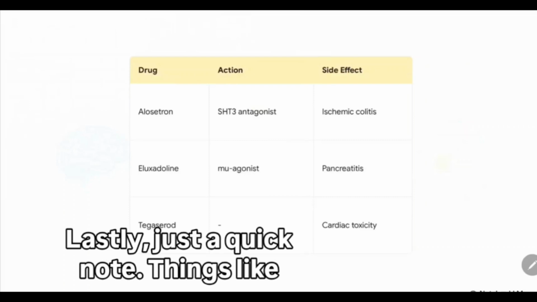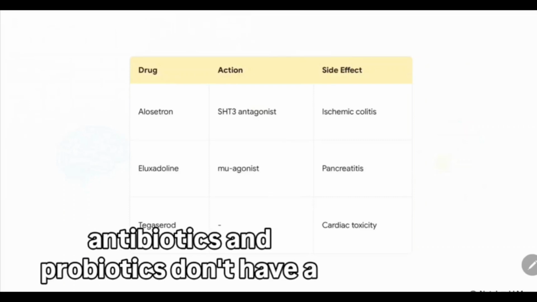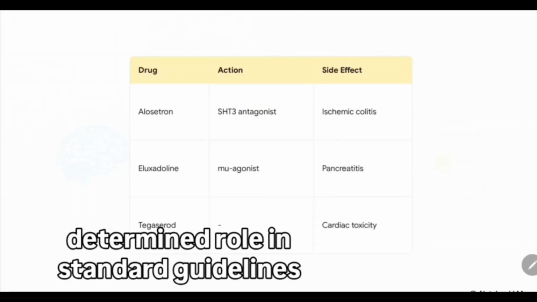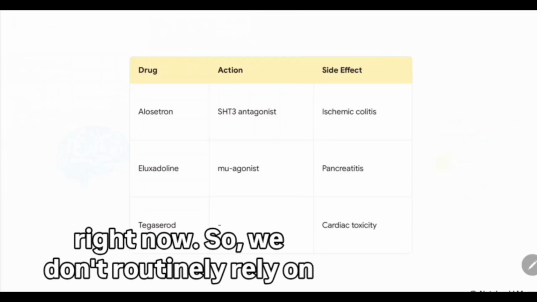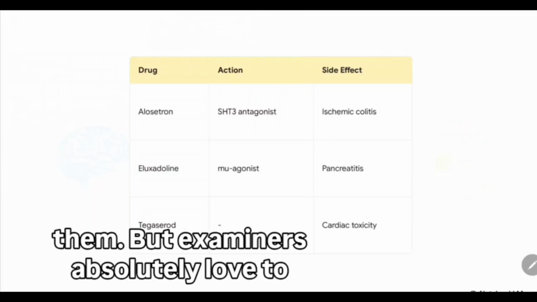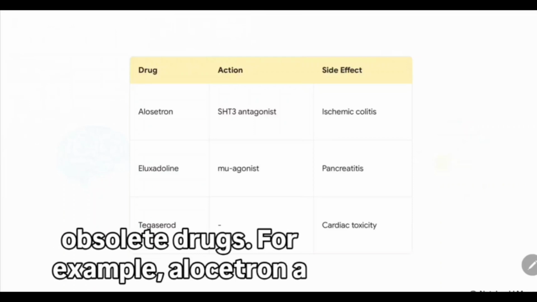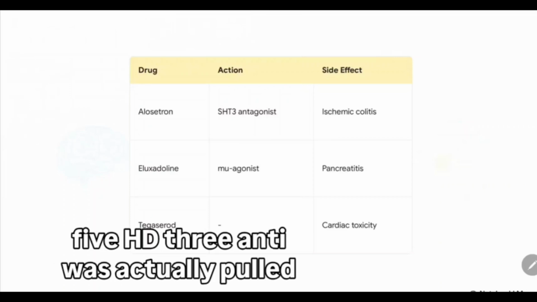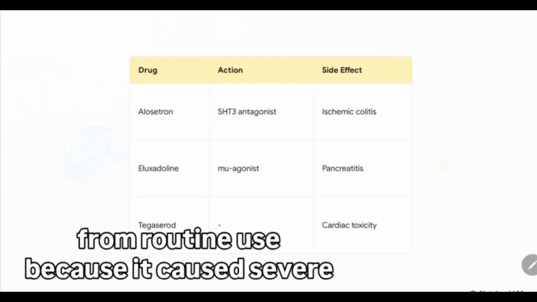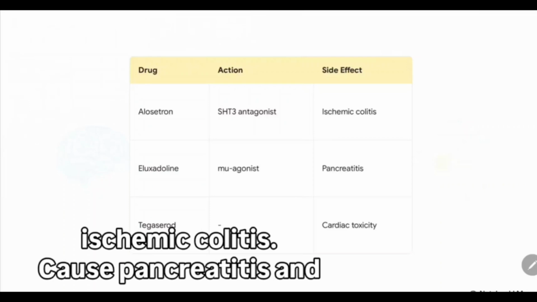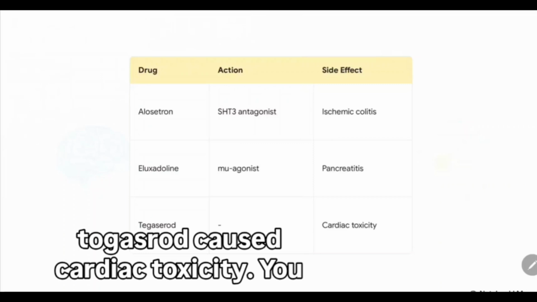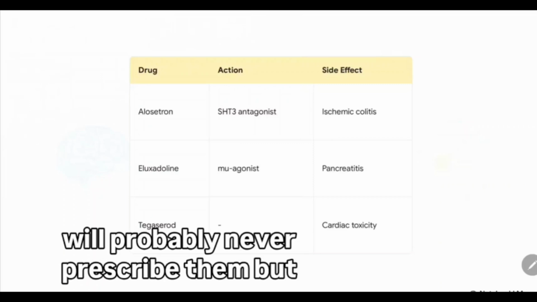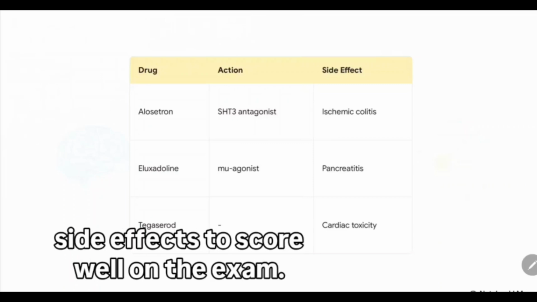Lastly, just a quick note. Things like antibiotics and probiotics don't have a determined role in standard guidelines right now, so we don't routinely rely on them. But examiners absolutely love to ask retrospective questions about obsolete drugs. For example, alosetron, a 5-HT3 antagonist, was actually pulled from routine use because it caused severe ischemic colitis. Eluxadoline caused pancreatitis, and tegaserod caused cardiac toxicity. You will probably never prescribe them, but you definitely need to know their fatal side effects to score well on the exam.